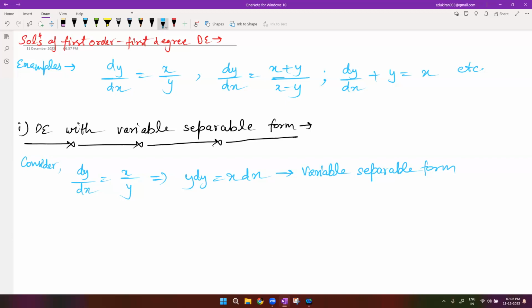Now, let's take one more example. We have dy by dx is equal to x plus y divided by x minus y. Try this. Can we separate the variables here, x and y both? I mean, can we take all the x with dx and all the y with dy? You guys should try this. You have 1 minute. Please try to figure out whether we can do this or not.